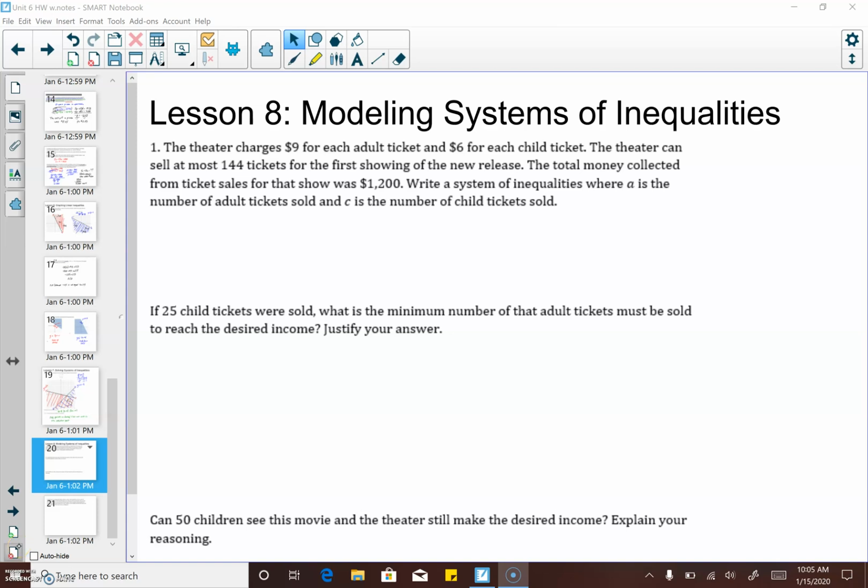For Lesson 8's homework, we're going to do some modeling with our systems of inequalities. Now, most of the time we solve these through graphing. There's not a great algebraic way to do it unless they start to give us some added information. But let's look at the first one.